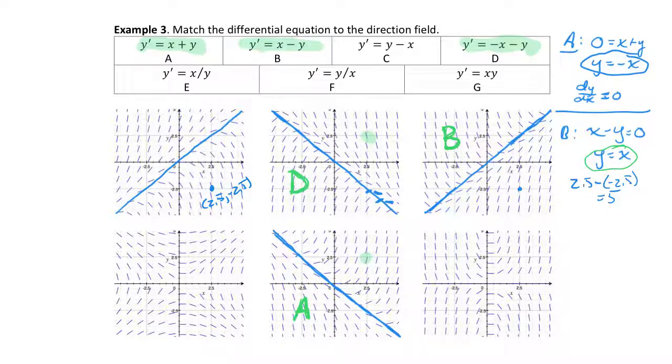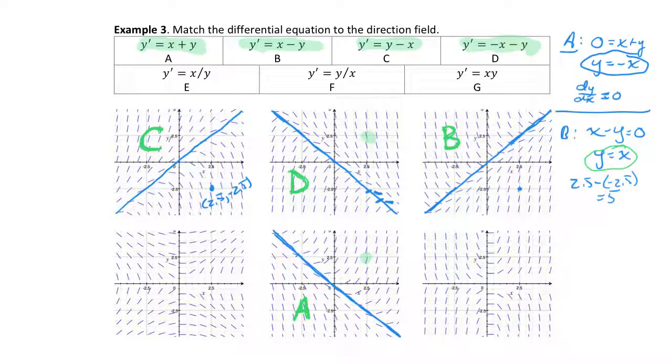Now it's time to look for part C. Okay, part C, we have y minus x. If y is equal to x, we'd have x minus x, which is 0. So here's the other one. So this must be part C here. If you want, you could verify it by substituting in some of those values in each quadrant and seeing that the slope signs agree.